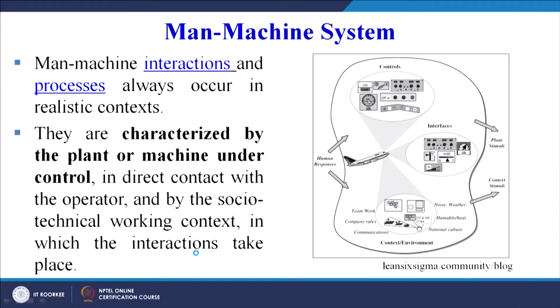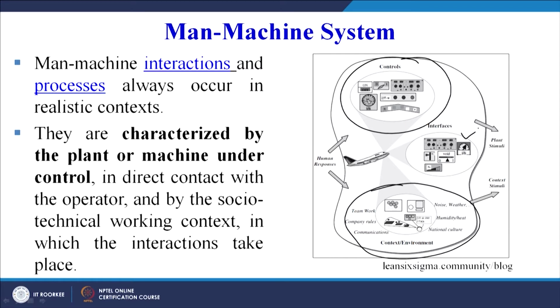Now this is an example of a man machine system. You can see these are the controls here, and this is the environment or the context in which this interaction takes place between the man and the machine, and these are the interfaces. This is the plant stimuli and this is the context stimuli. So this is, you can say, an interaction.